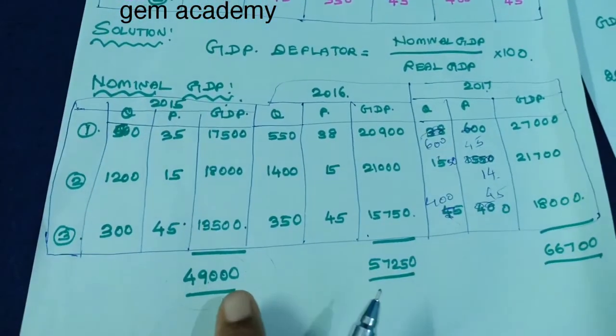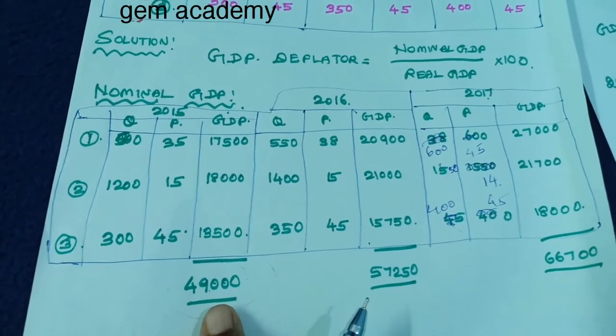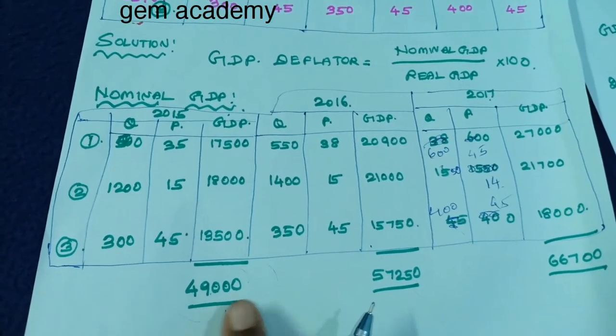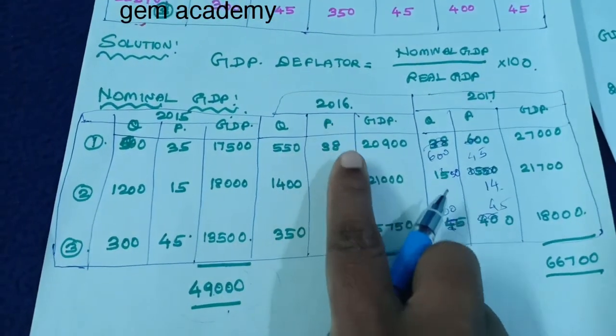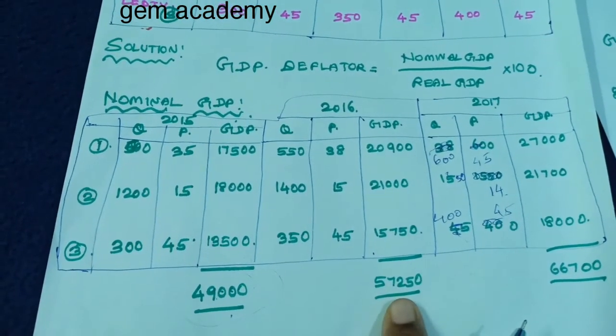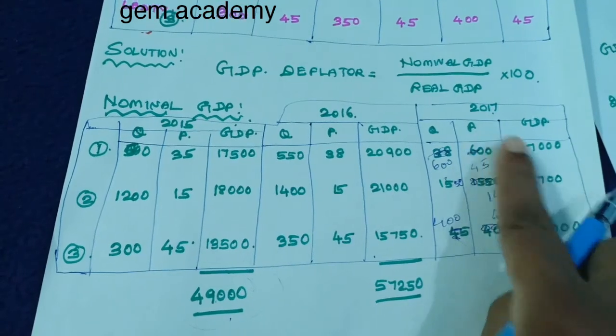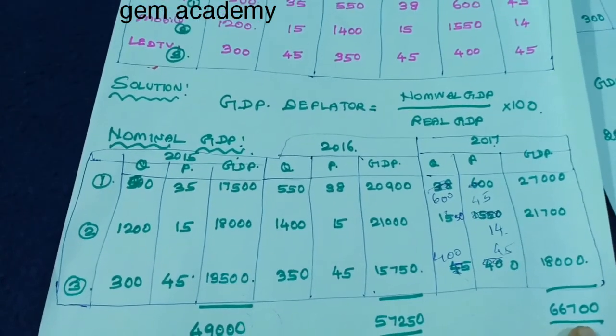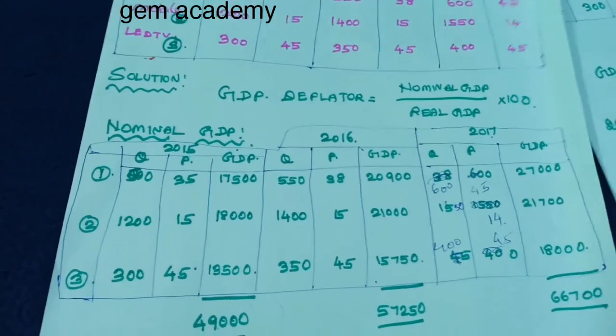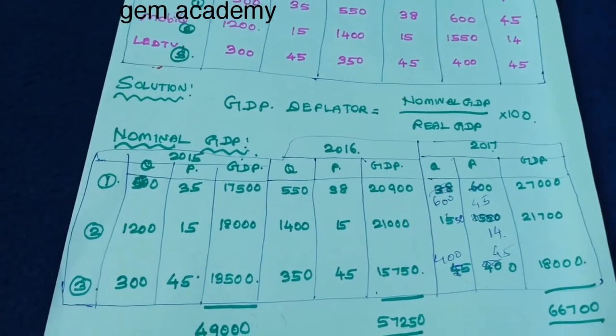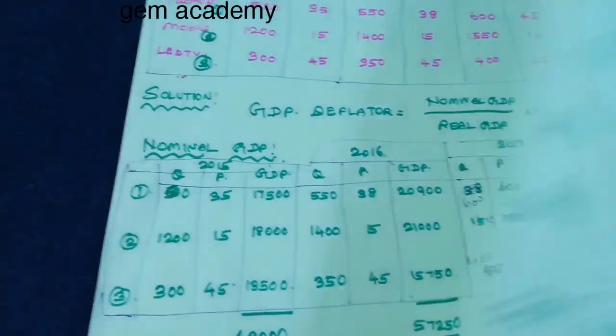So nominal GDP for the year 2015 is 49,000. Nominal GDP for the year 2016 is 57,250. Nominal GDP for the year 2017 is 66,700.